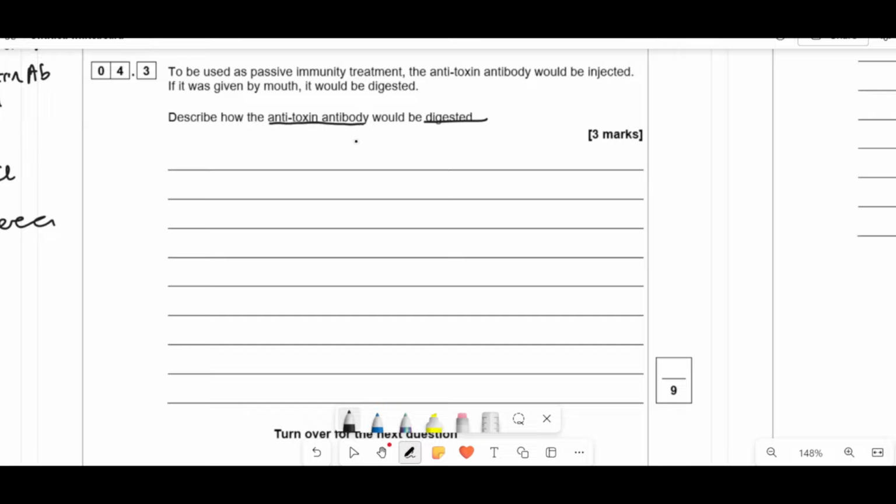This is a protein. If you have a protein, when you're digesting something, you are breaking bonds, but you cannot just say breaking bonds.